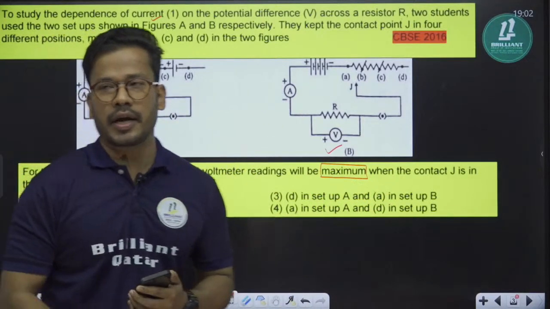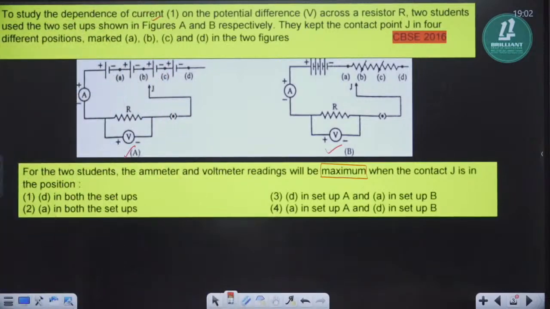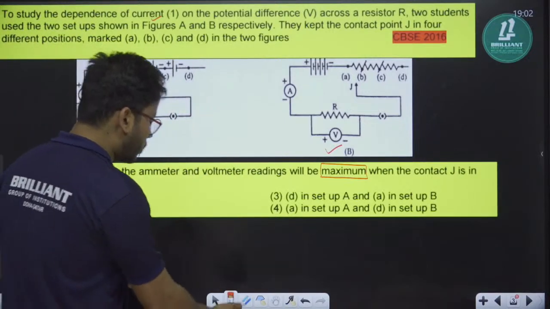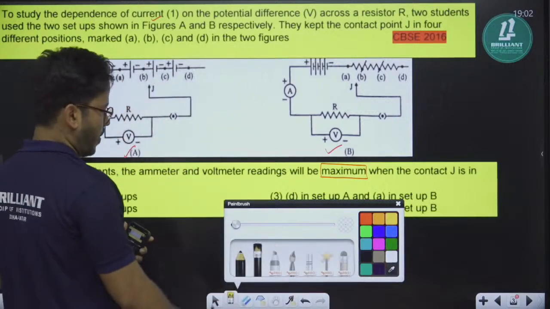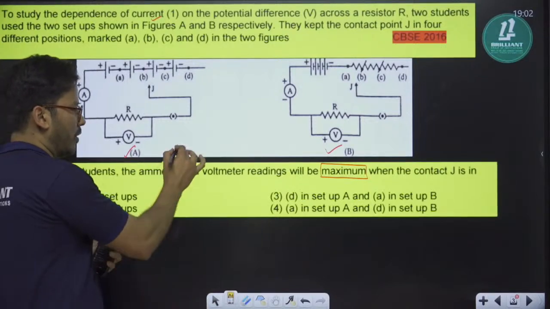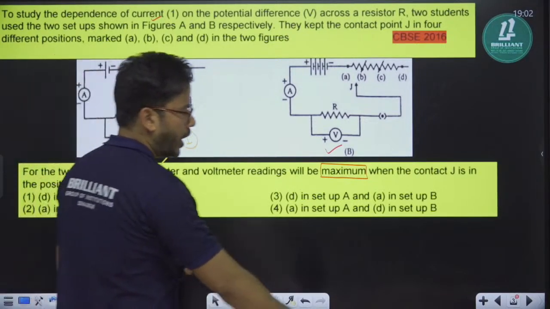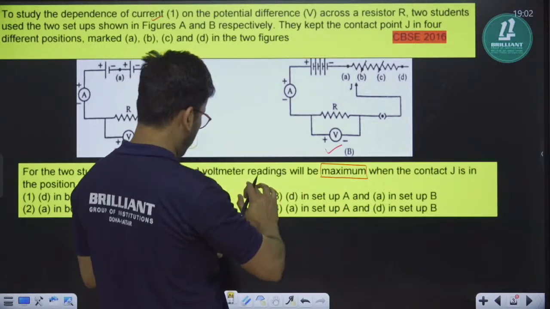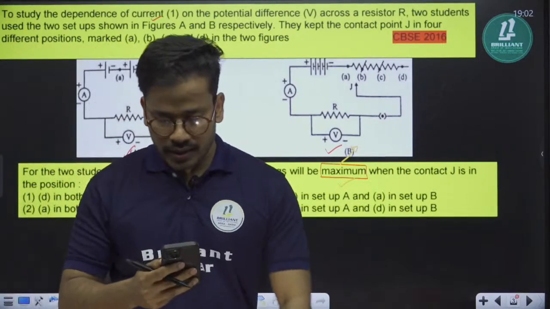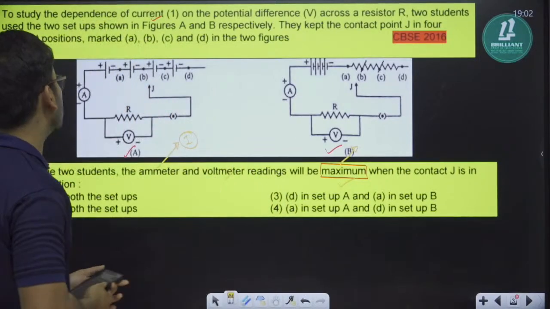See properly what I am trying to explain is, where is the ammeter? All right, so we need to figure out where you have maximum ammeter and voltmeter reading. In other words, they are asking where the value of current will be maximum and where the value for voltmeter will be maximum. So we are figuring out where the reading will be maximum, guys. So let me see properly.